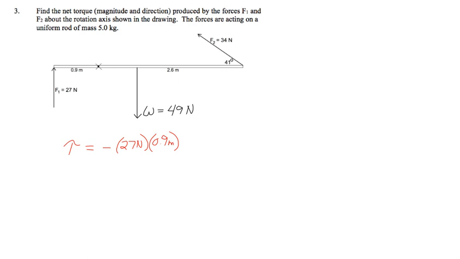And then look at the weight. The weight is a down force to the right of the pivot point, and it's also making it go clockwise. So it's also going to be minus 49 newtons times its distance to the pivot point. So who can tell me what is its distance to the pivot point? 0.85, yes. 0.85, good.